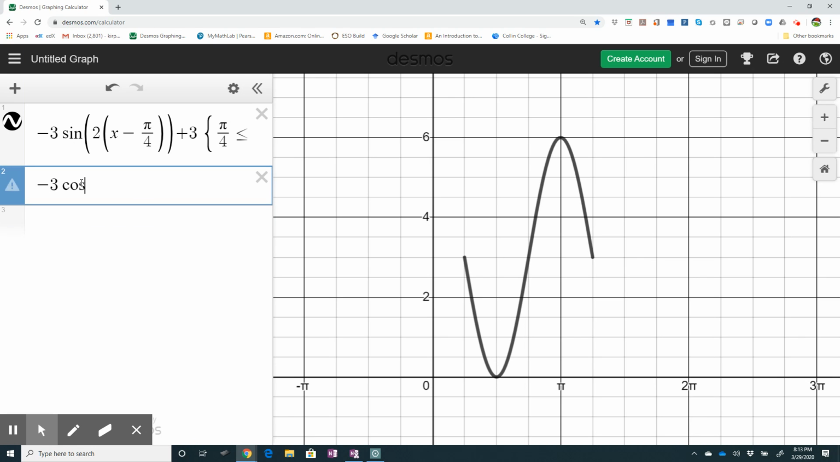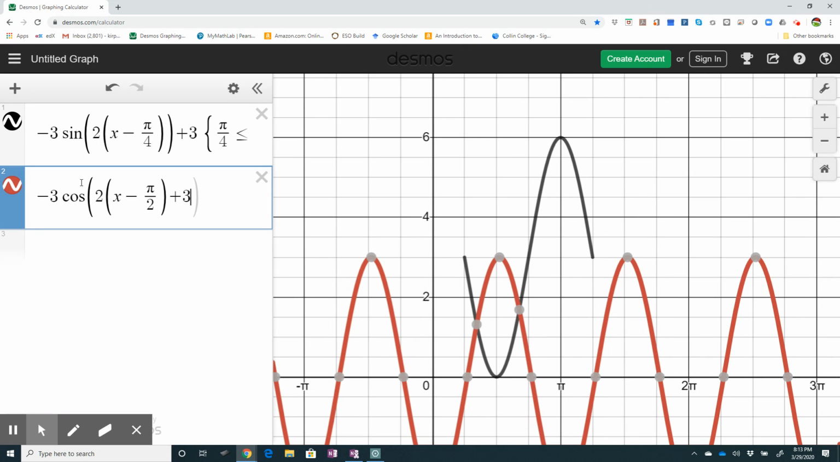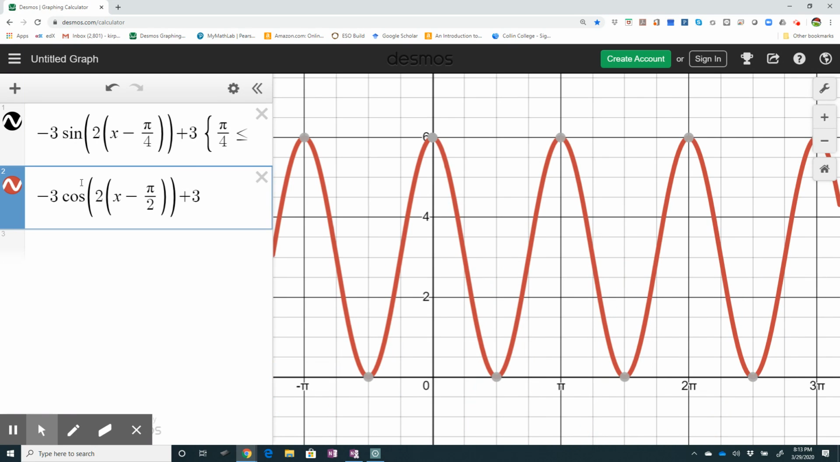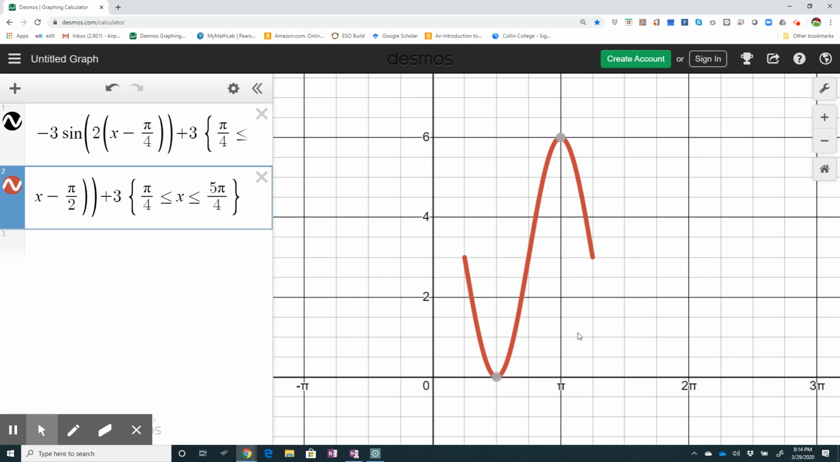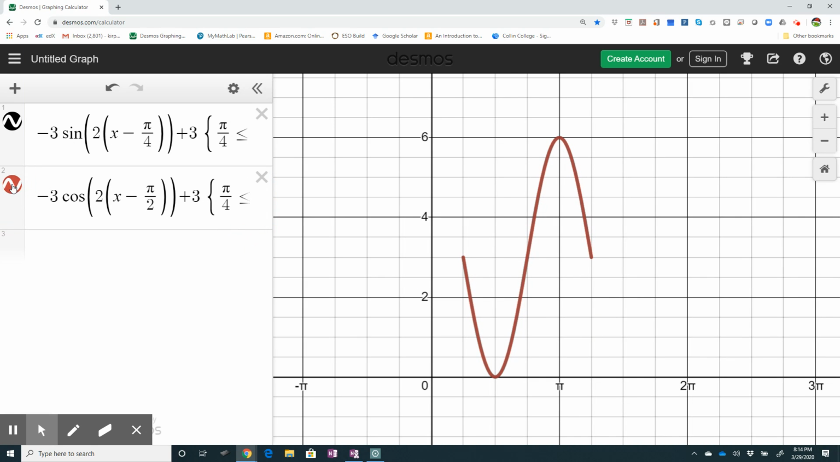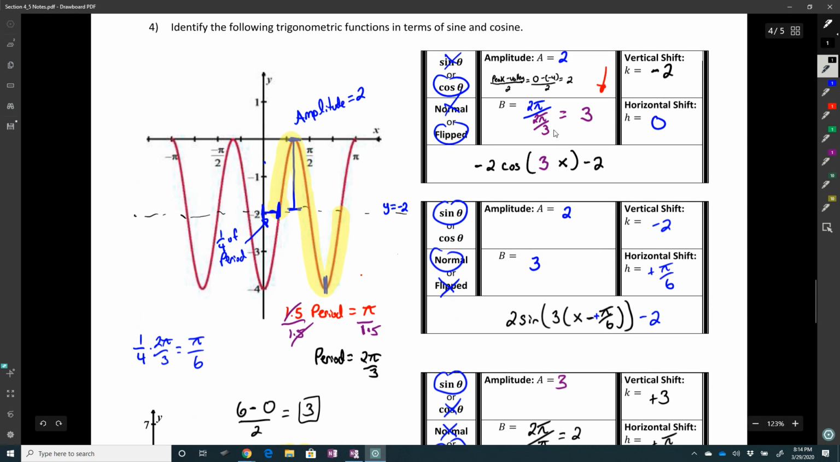Negative 3 cosine 2 x minus pi over 2 this time, plus 3. Oh, forgot to put that. There you go. And again, if I copy paste this, it's the same trig function. In hindsight, I should have put this problem first before the one above it, because that one was trickier.